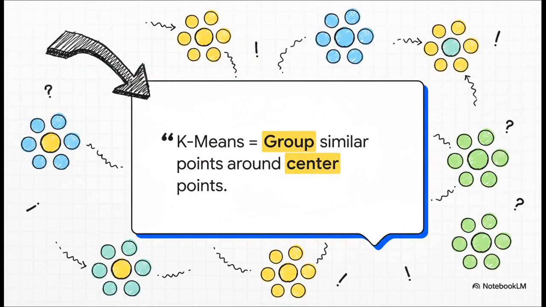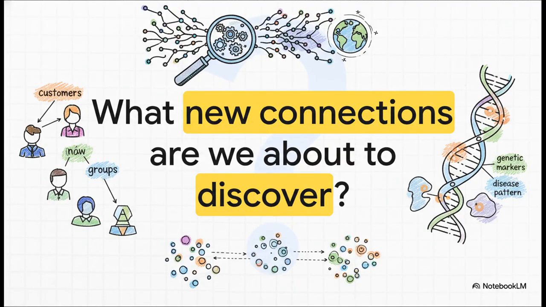So, if you forget everything else we talked about, just try to remember this one simple sentence. K-means is just about grouping similar points around center points. That's the whole idea, right there in a nutshell. And that really brings us to the final big idea here. This simple, elegant algorithm lets us find order in what looks like chaos. It lets us see these hidden connections in everything from shopping habits to our own DNA. And as these tools get even better, you just have to wonder, what incredible discoveries are waiting for us just around the corner?